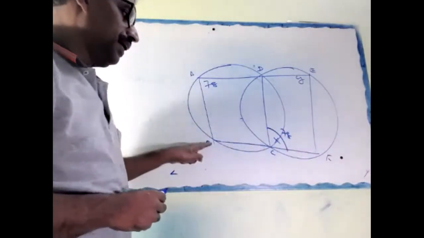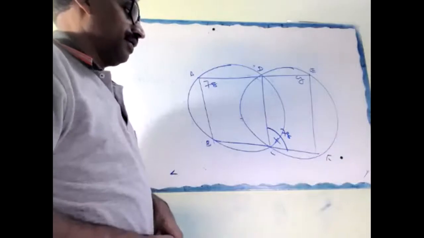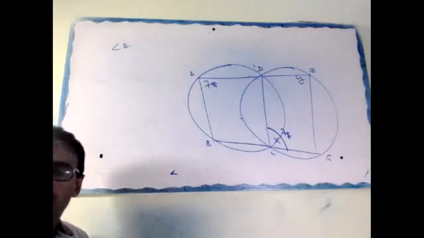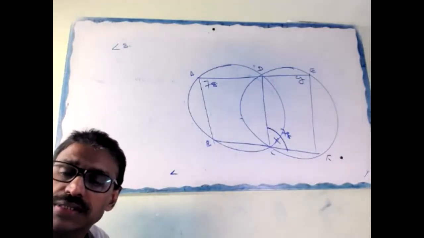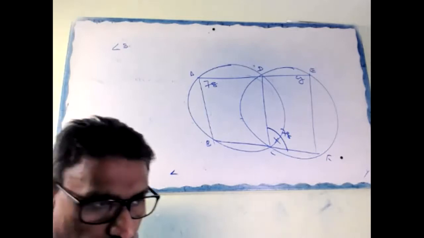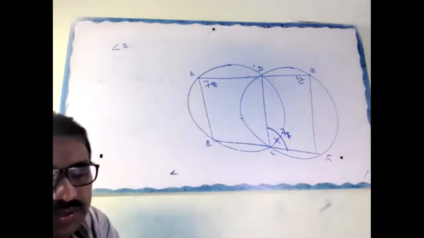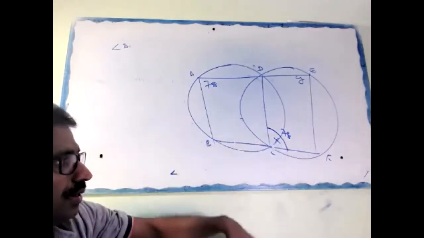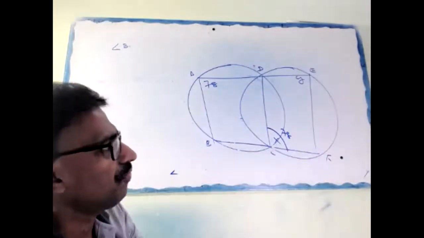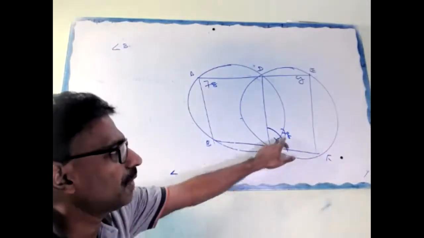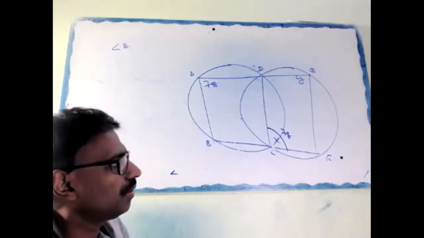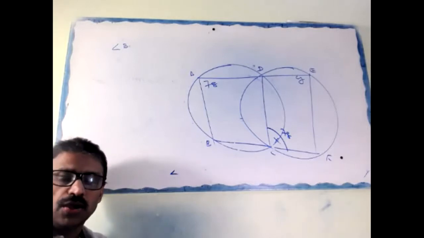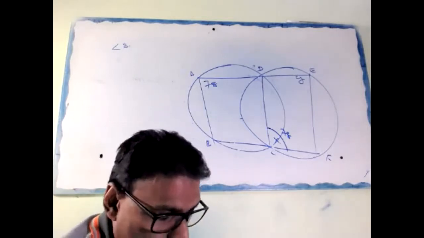Here, this is 78. Why? ABCD is a cyclic quadrilateral. X is an exterior angle. You learned the exterior angle of a cyclic quadrilateral is equal to the interior opposite angle. Okay, X, you got it. And BCFE is a cyclic quadrilateral, so 78 plus Y equal to 180. How much is Y? 108. I have finished the second question, right?